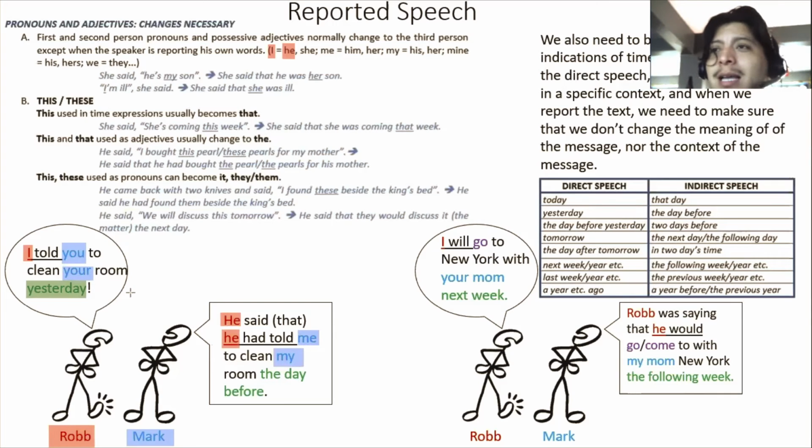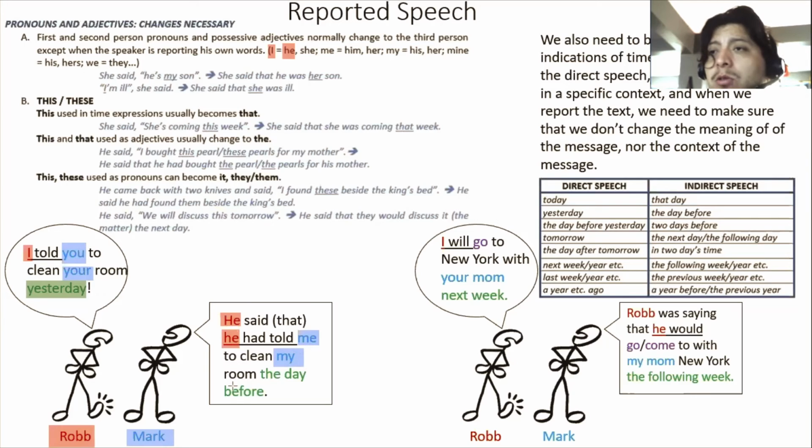Es bien importante que cambiemos los pronombres y los adjetivos, tanto posesivos como de pronombres personales, para que no cambie el significado. Si aquí hubiéramos dejado el you y el your, he said that he told you to clean your room. Entonces él dijo que te había dicho que limpiaras tu cuarto. Yo ya cambié el significado por completo. Ya no estoy hablando ni de que yo recibí la orden ni de que el cuarto es mío, si soy yo Mark. Entonces estoy cambiando por completo el significado. Lo que necesito es cambiar los pronombres para que el significado se mantenga, ¿ok?